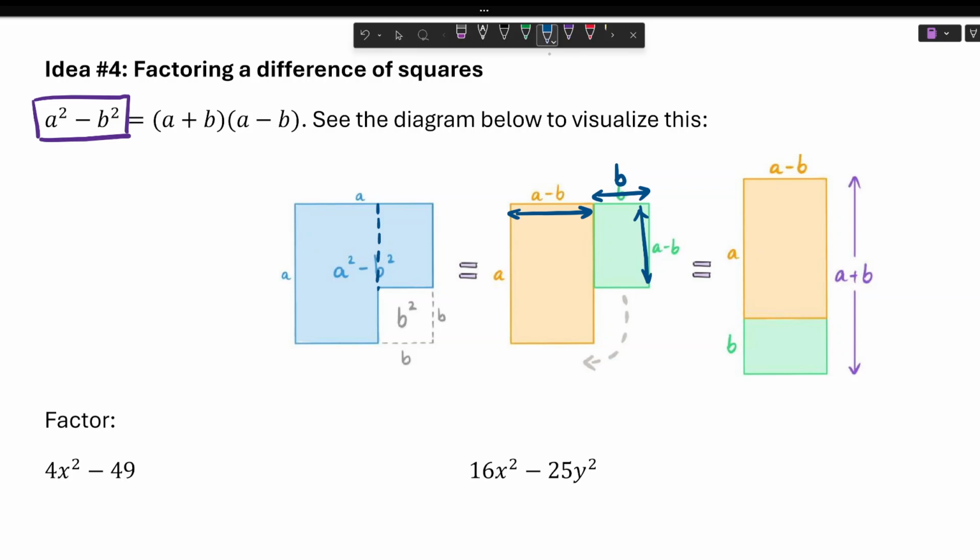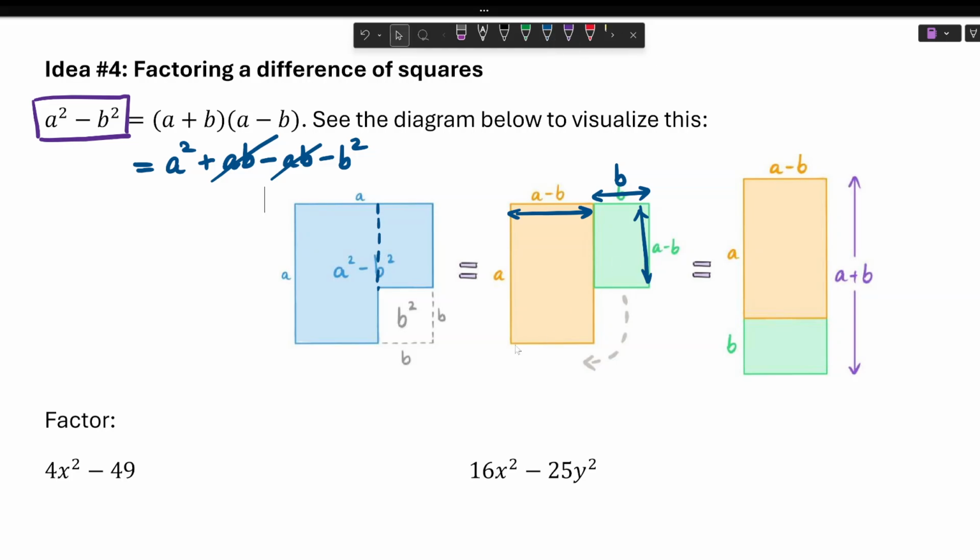Another way that you could convince yourself is, okay, let's say we want to expand this properly. This is going to be a squared plus ab minus ab minus b squared. And you can see that this ab and negative ab term cancel out. So these two expressions really are equal.